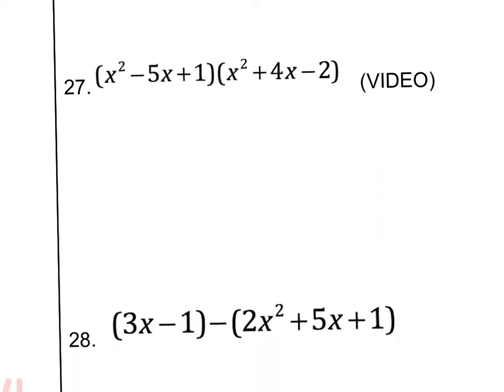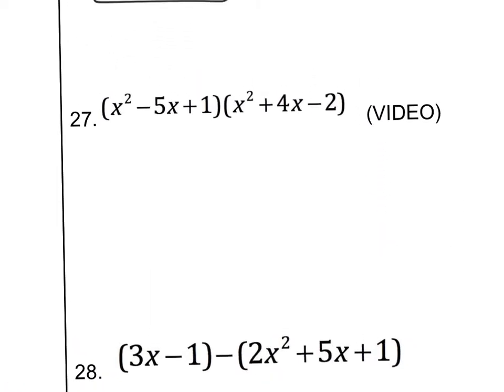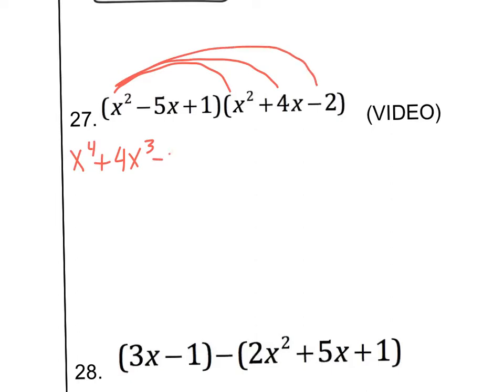If I look at number 27, this one is distribution, and I know that because they were multiplied between them. These are the same exact two things that we had in the previous problem, but now we're multiplying. So let's go piece by piece. X squared times x squared would be x to the fourth. X squared times 4x is plus 4x to the third. X squared times minus 2 is minus 2x squared.